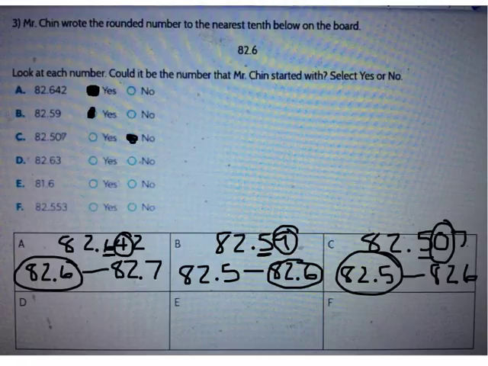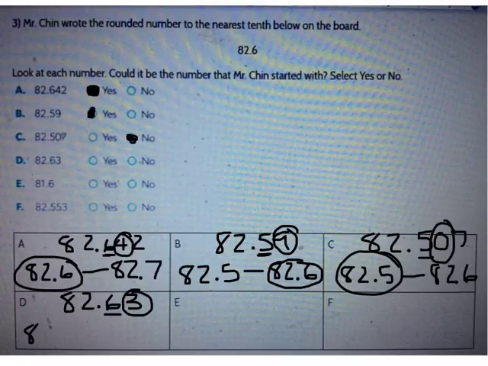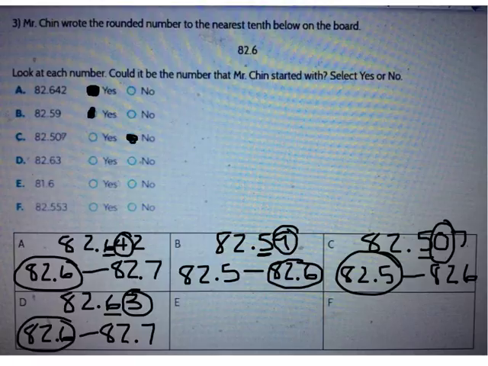Now try D, 82 and 63 hundredths. Could that have been the original number? Well, 6 is in the tenths place, and 3 is in the hundredths place. I know this is between 82 and 6/10 and 82 and 7/10, and the 3 tells me to round down. So yes, this could have been the original number.